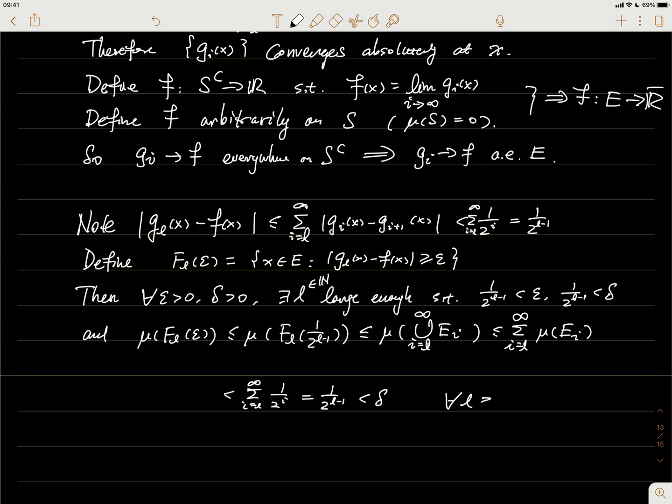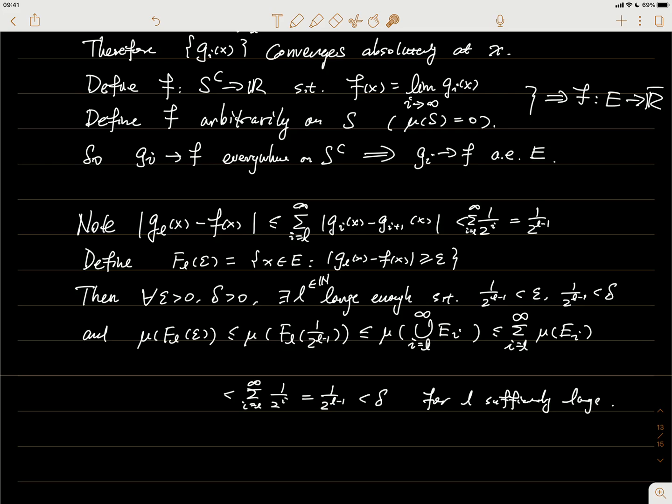Again, I should say that this holds for any L sufficiently large, because I can make L even larger, but this just makes this even smaller. Okay, so for any L greater than or equal to this L, I can put this big L here, then this will be true for any L bigger than or equal to this L, and the rest will be fine.